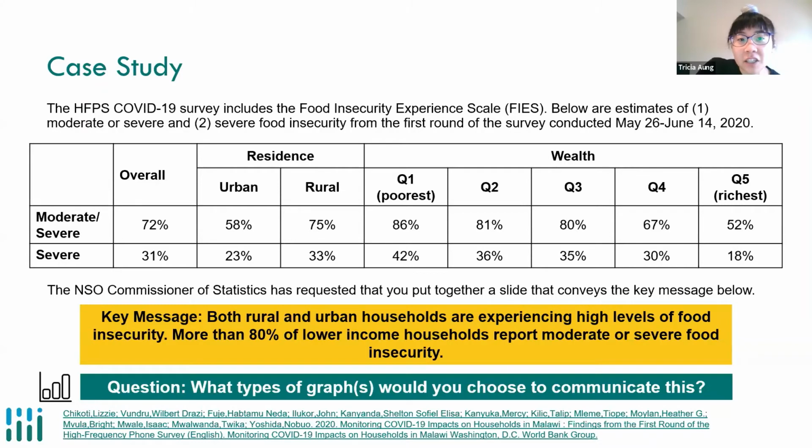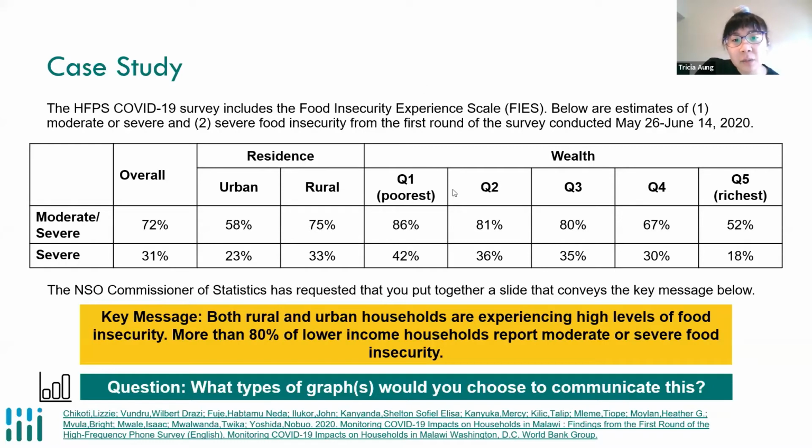I think in terms of the key message, our team had identified with rural and urban households, high levels of food insecurity, I think we had conveyed that as, over 50% is quite high. And so, I think having over 50% of moderate severe food insecurity is high levels of food insecurity. So, I would agree with that key message. Okay, thank you.